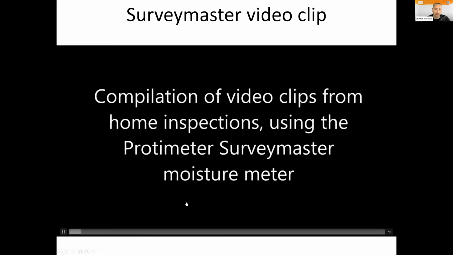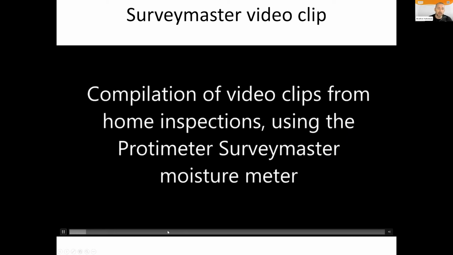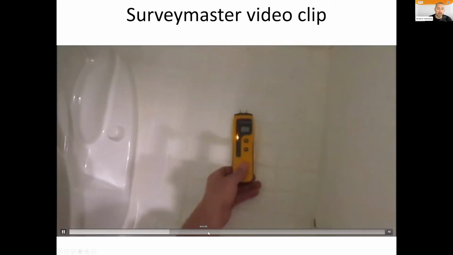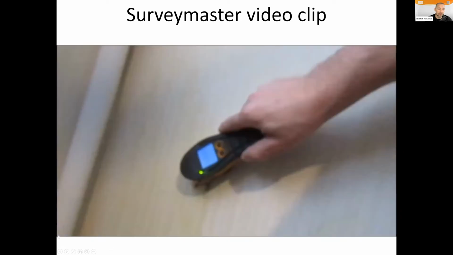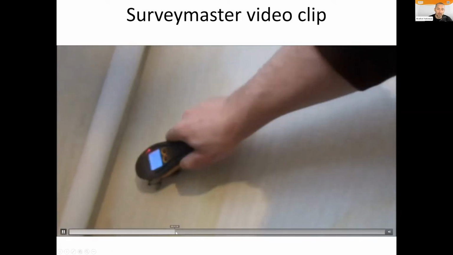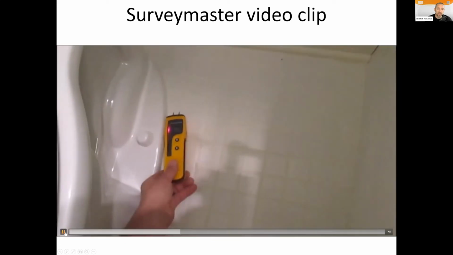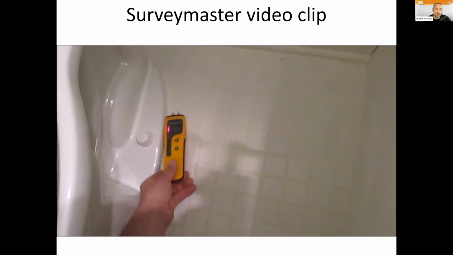Well, you know what? I'm going to skip over most of this. Here's the toilet. Here's what I was telling you about with the toilet. I'm slowly moving it over. And the part I want you to notice here with the Survey Master is that it has good visual indication. You see that light right here, it moves from green to yellow to red. So I don't even need to read the numbers on here. I don't care what the numbers say. I'm just happy with that green, yellow, red.